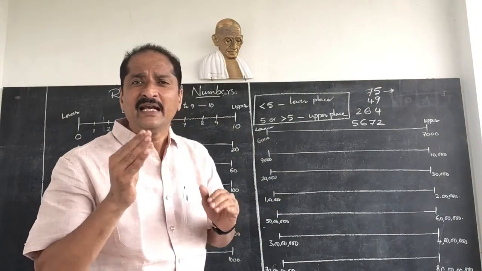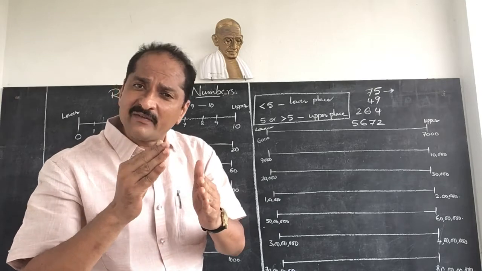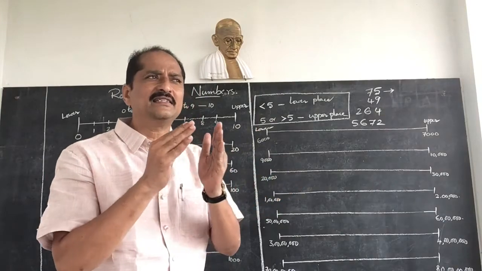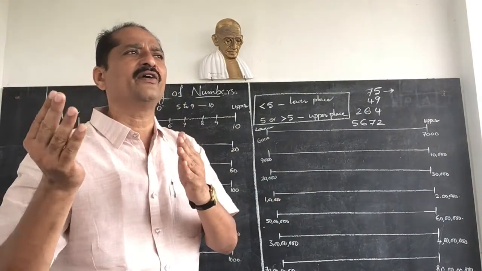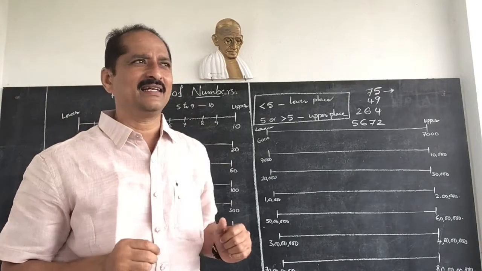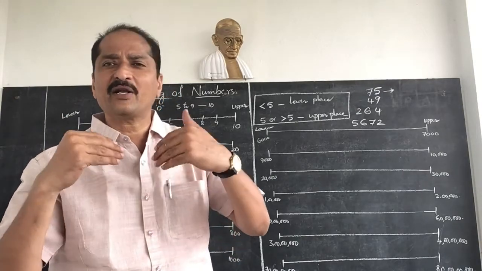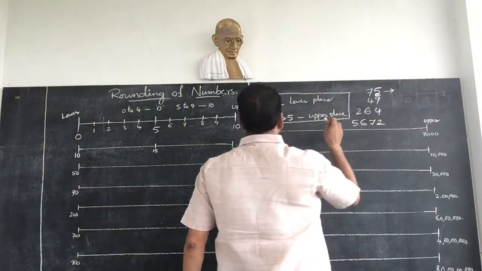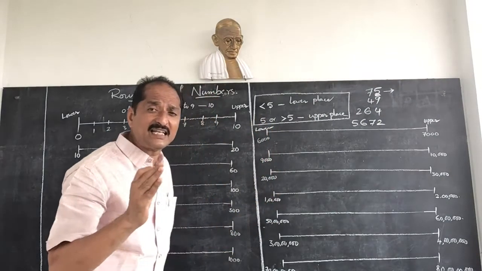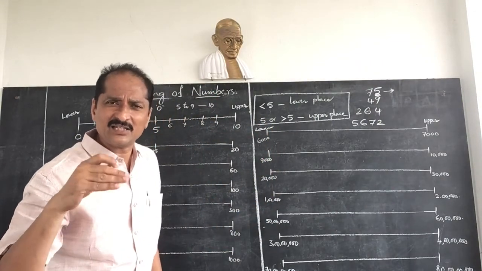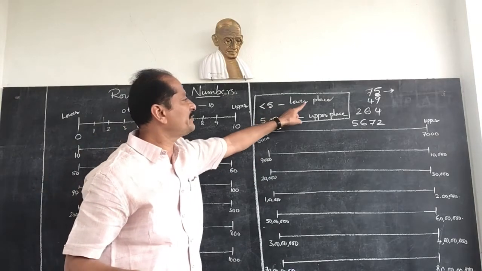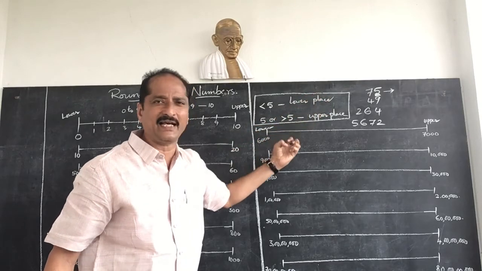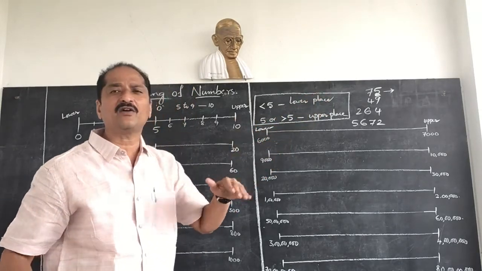So, what I am telling? The digits which are less than 5 should be rounded to lower 10, and the digits from 5 or more than 5 can be rounded to upper 10. Isn't it? Now 75. See here, 5 is there. If it is less than 5, round off to lower 10. And if it is 5 or more than 5, round off to upper 10.